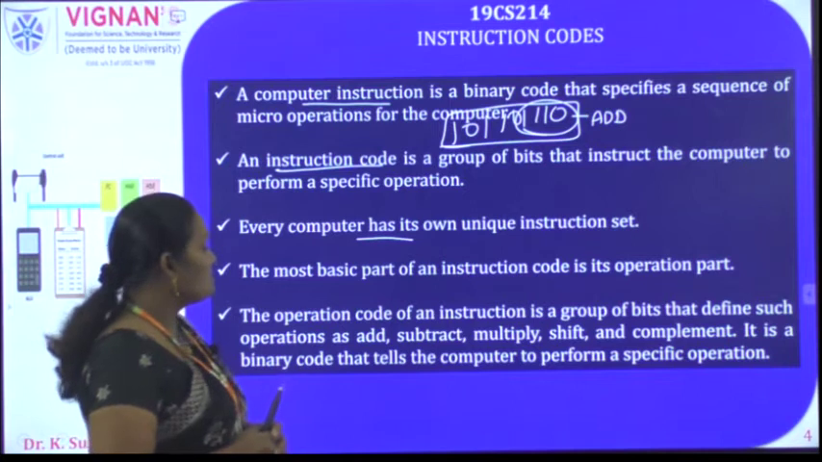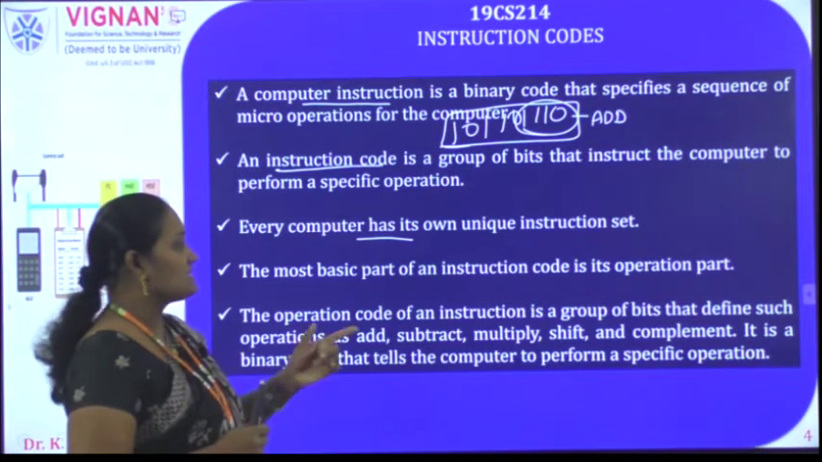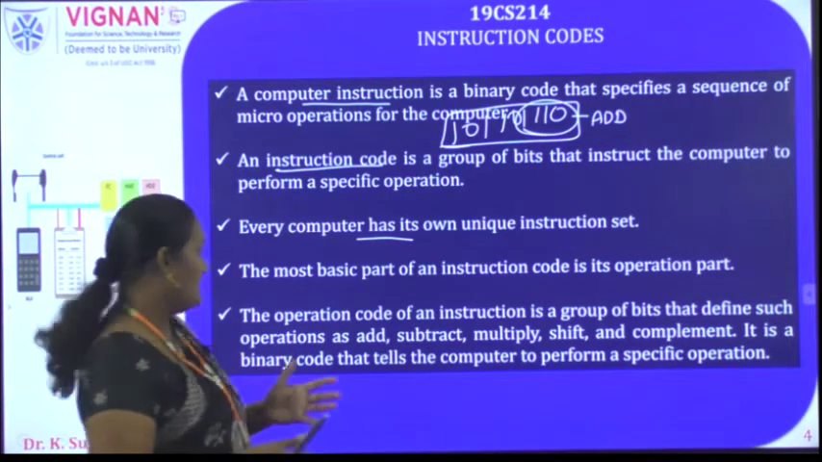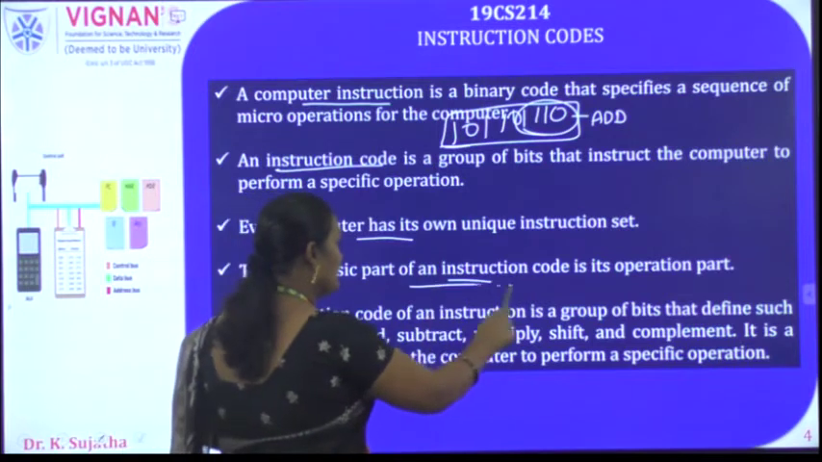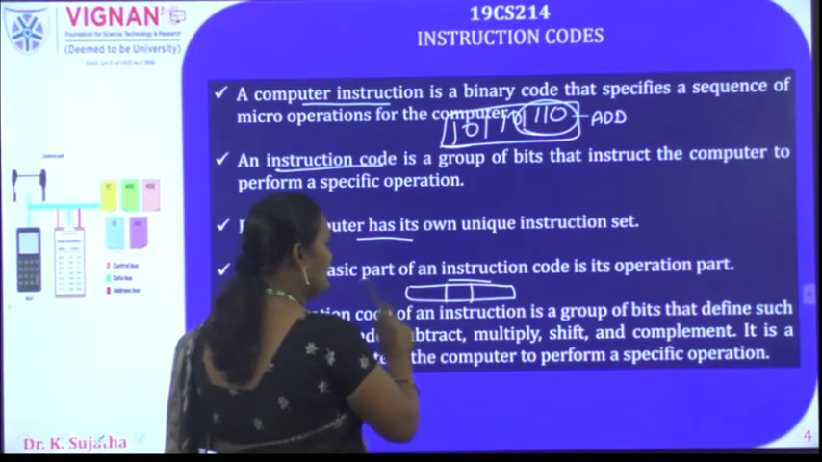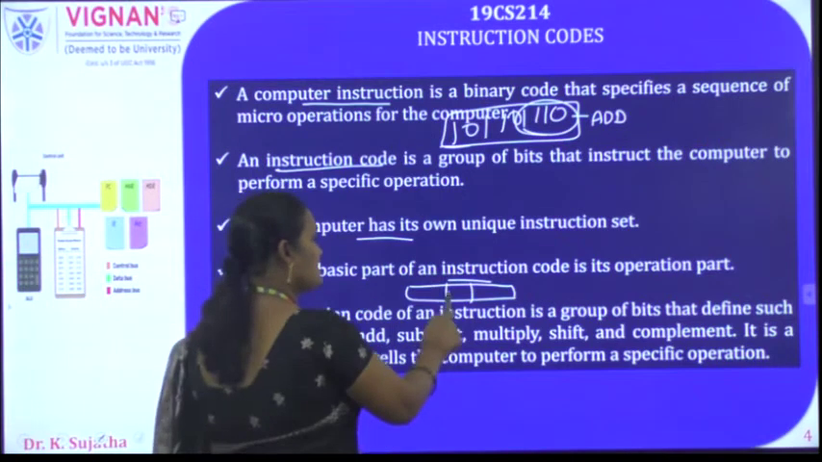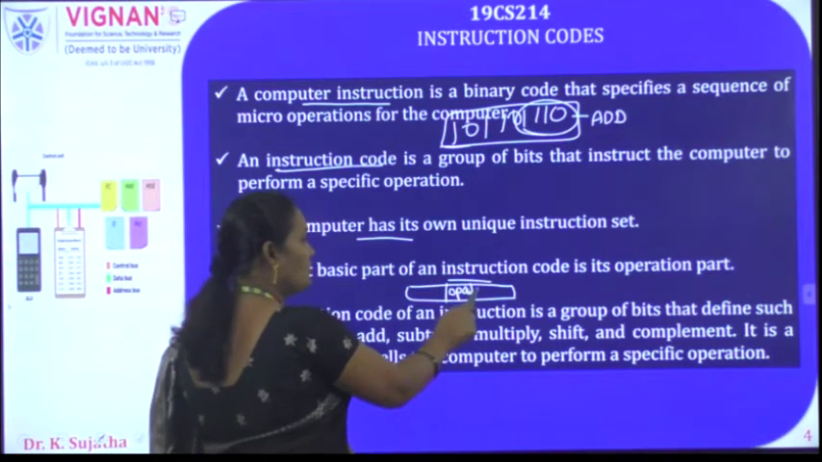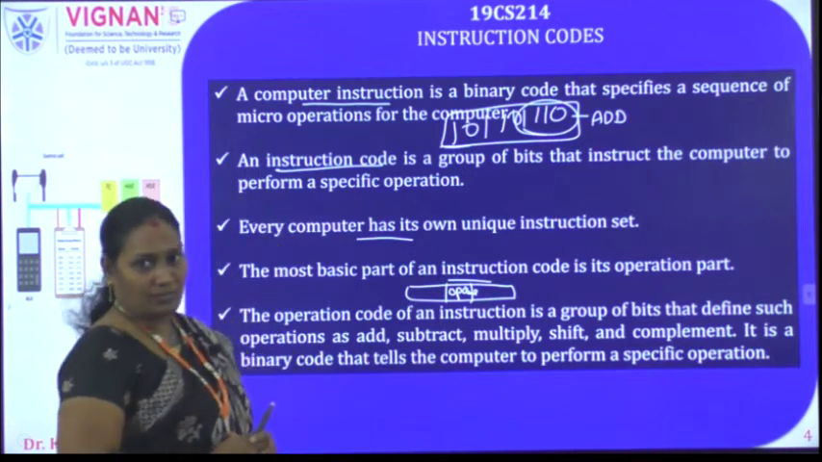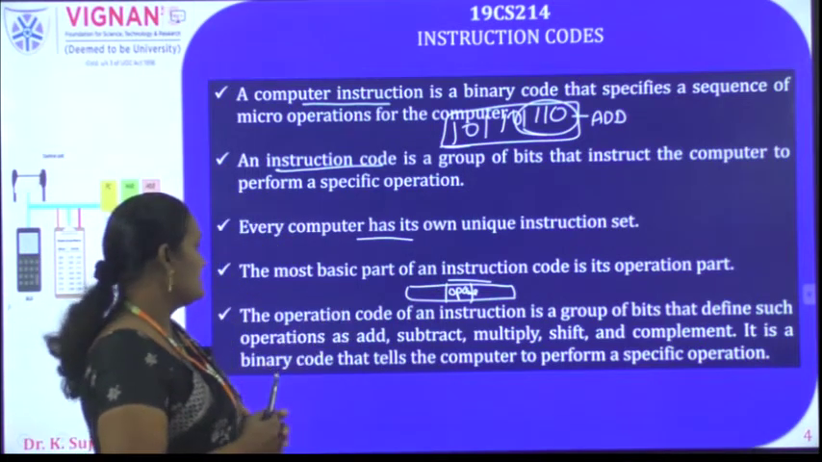The most basic part of an instruction code is its operation part. Here your instruction code consists of various parts. It is divided into various parts. The main basic part of an instruction is the operation code part, which is called the opcode.